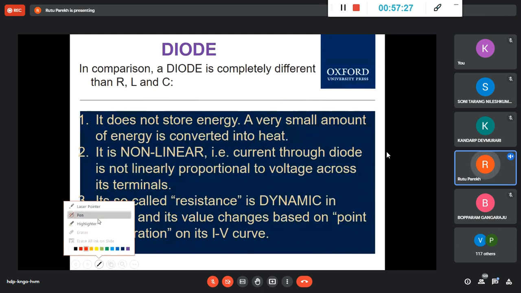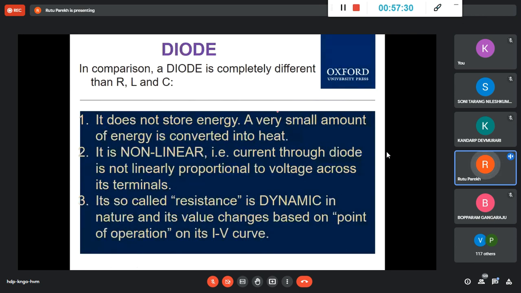If you plot voltage and current for R, you will get a straight line. The line is a linear one. But for a diode, let's say this is V and this is I. For a resistor or RLC, it's linear. In a diode, you know the diode curve. Everybody knows. This is the forward region, it goes like this and then like this. So this is not linear. It's not linearly proportional.